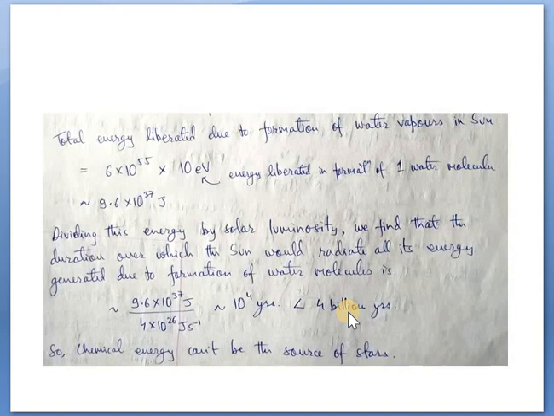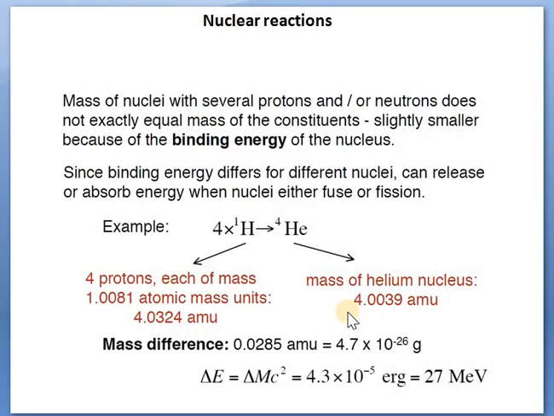So what is left now? It is nuclear reaction. Now, the mass of nuclei, let us consider typical nuclei having several protons and neutrons. Now we do know that the mass of this nucleus does not exactly equal the mass of its constituents. In fact, it is slightly smaller because of the binding energy of the nucleus. Now since the binding energy of different nuclei differs, nuclei can release or absorb energy when they either fuse or undergo fission, and then we get energy.